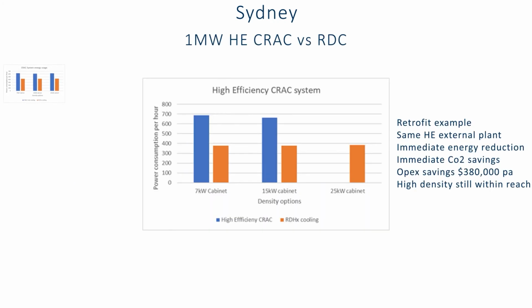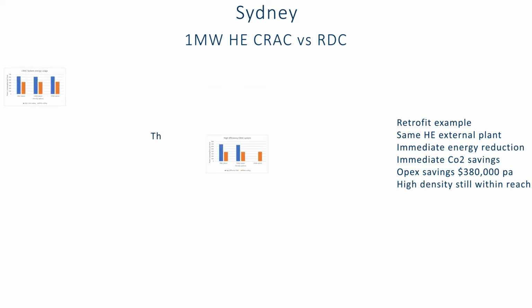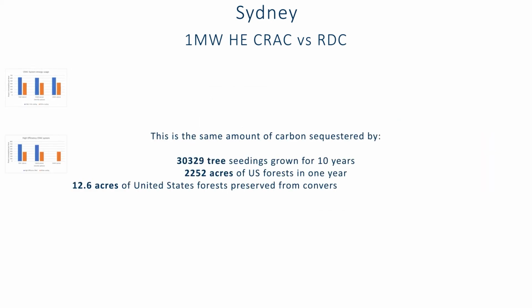Continuing in the same vein, by standardizing the external equipment, you can see the difference is increased because of the additional airflow. This is needed to enable the same level of cooling internally. This equates to over 40% lower energy usage or 1,838 tons of CO2. This is the same amount of carbon sequestered by 30,329 tree seedlings grown for 10 years, 2,252 acres of U.S. forests in 1 year, 12.6 acres of United States forests preserved from conversion to cropland in 1 year.